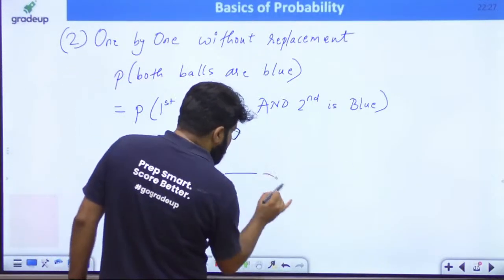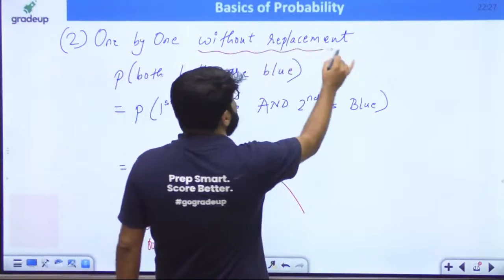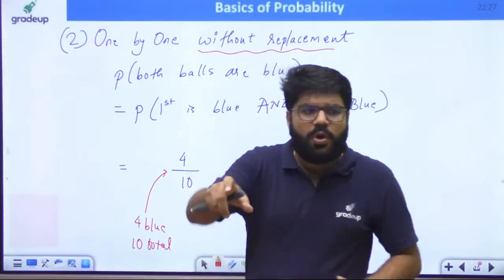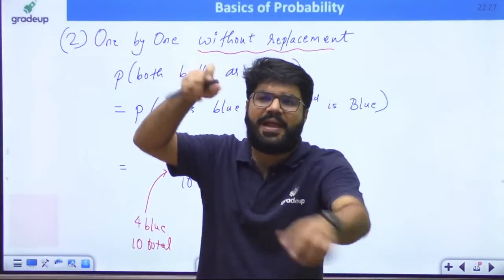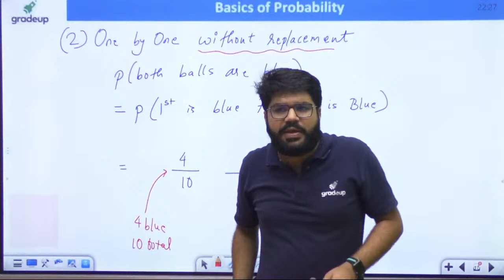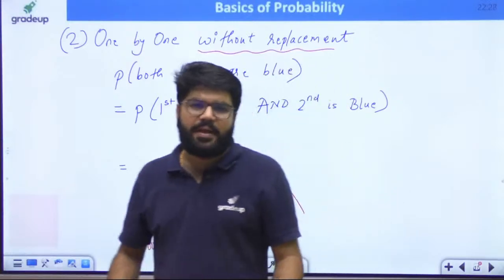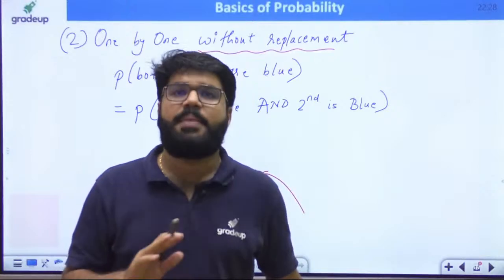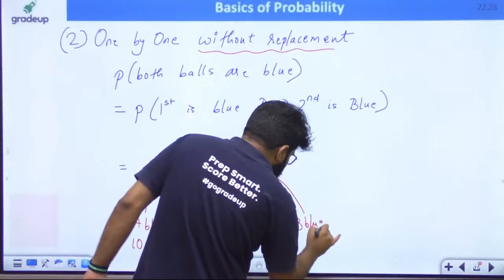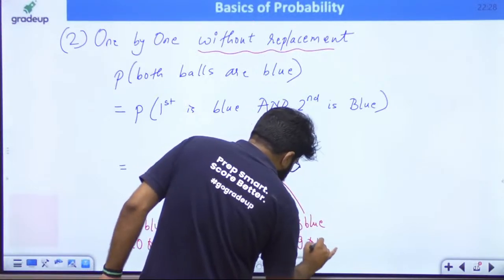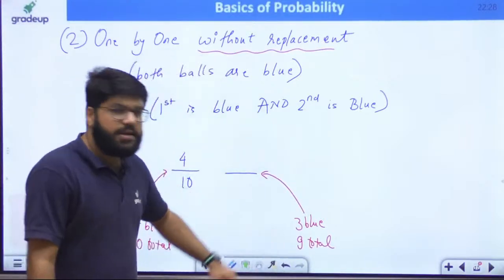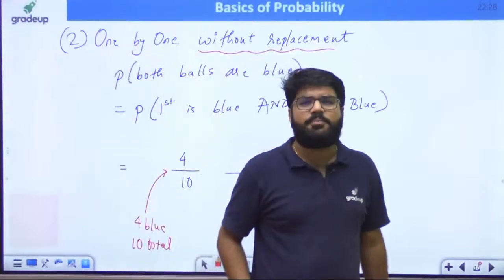But when I am drawing the ball for the second time, this is without replacement, which means whatever is the first ball, blue, you don't replace it inside the bag. That goes straight into your pocket. That is not inside the bag. It is with you. So what is there inside the bag? Students, it is 3 blue and 9 total, because where is one blue ball? Sir, it is in my pocket. Correct.